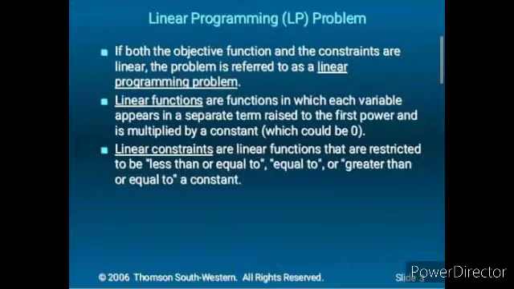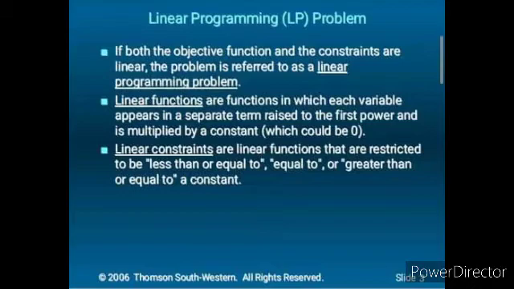The next bullet. Linear functions. Linear functions are functions in which each variable appears in a separate term raised to the first power and is multiplied by a constant, which could be 0. The objective function is the real valued function whose value is to be either minimized or maximized subject to the constraints. The objective function is needed to solve the optimization problems. An objective function is a linear function represented by z equals ax plus by, where a and b are constants and x and y are our variables.